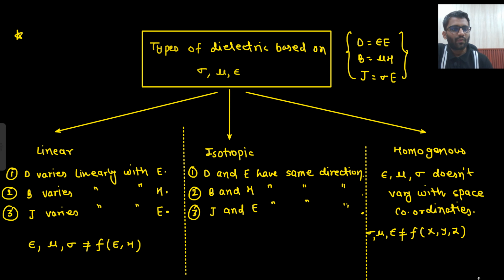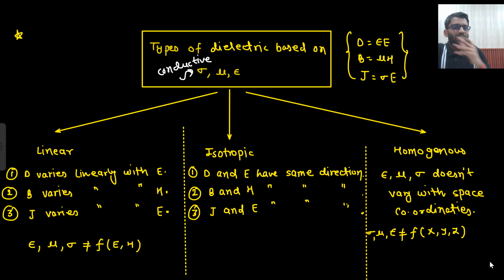So, types of dielectric medium based on sigma, mu and epsilon. Sigma is the conductivity, mu is the permeability, and epsilon is the permittivity. Is that clear? Ideally, a dielectric should have sigma equal to 0. So let's see what we mean by linear, isotropic and homogeneous medium. These terms will be used again and again, that this medium is linear, isotropic, homogeneous. So what do we mean by that?